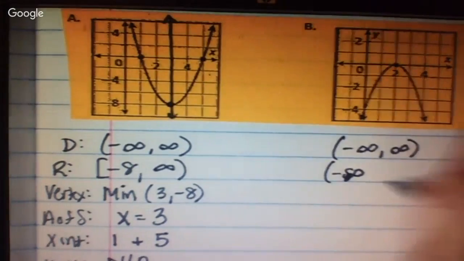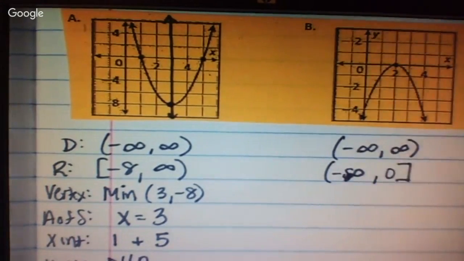0. So it goes to 0. I'm confused. You did 2 different weird brackets. We've already talked about that. If it's a number, it's always the square bracket to show that it's included as an answer. Infinity does not stop, so it's a rounded bracket.